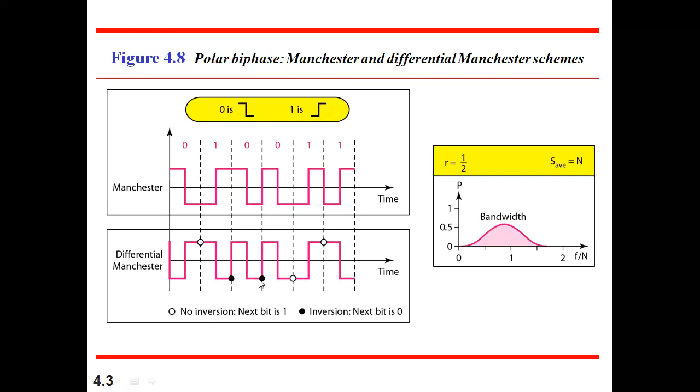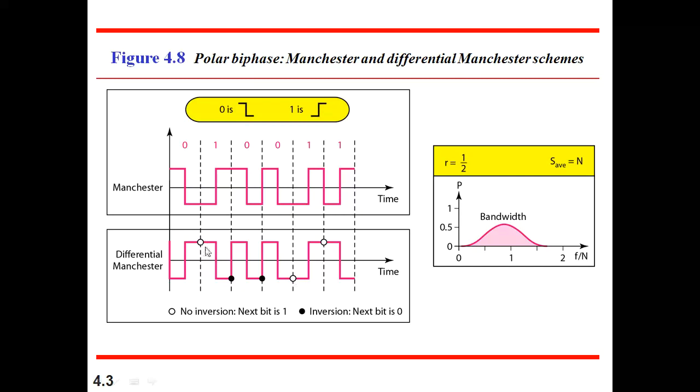So next, once again, next bit is what? 0. So it is taking the transition towards the positive voltage and it is starting from here and it is moving towards here. So next bit is 1. So it should take the inversion of the previous one. So previous one is what?